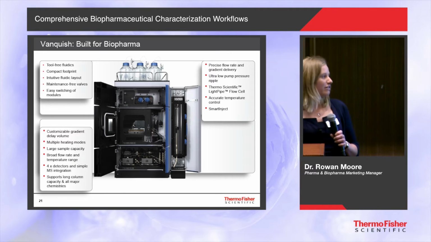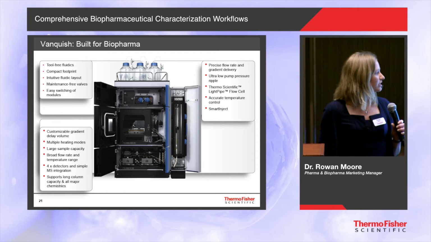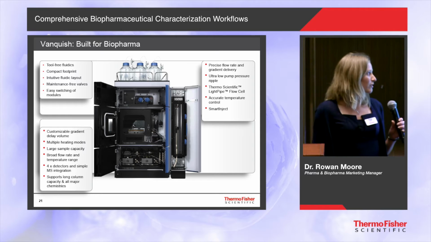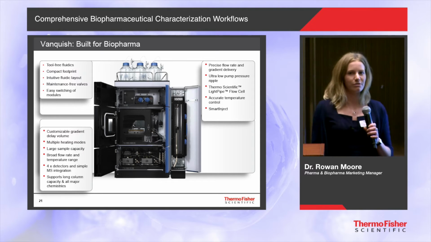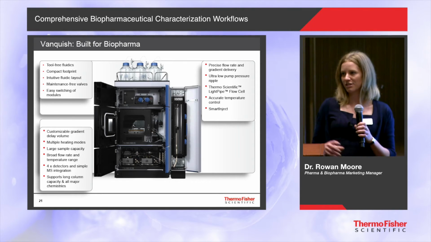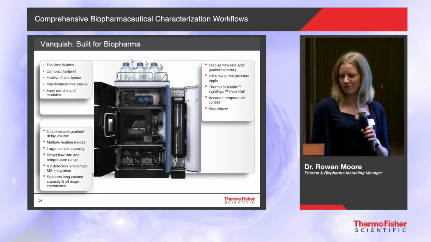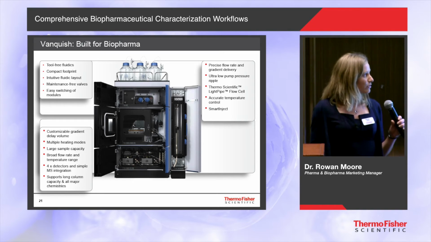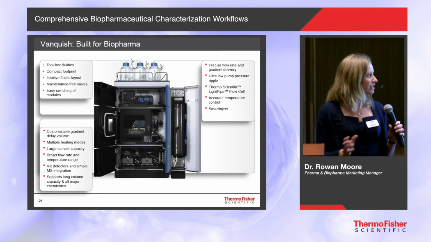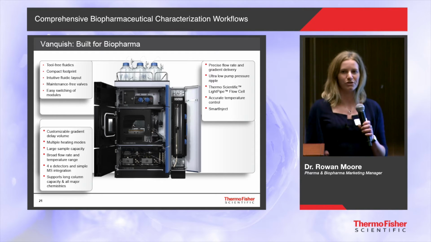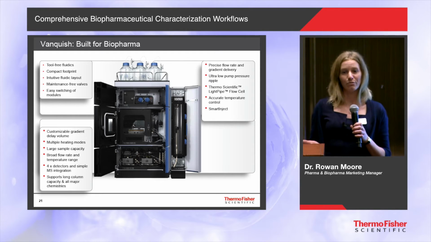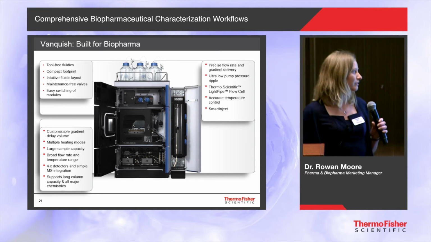So versatility, I think everybody wants a system which is versatile. So on the Vanquish we have customizable gradient delay volumes, and there are a range of spin flow mixers that you can swap out with different volumes. Multiple heating modes in the column compartment with still or forced air, and you can also use active or passive eluent preheating and post-column cooling.